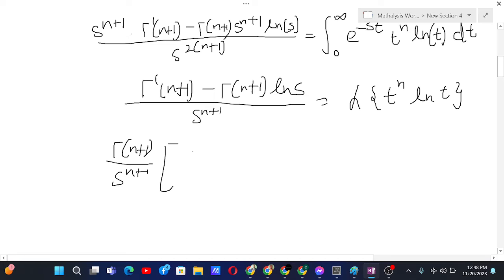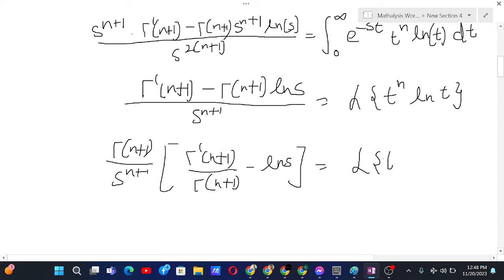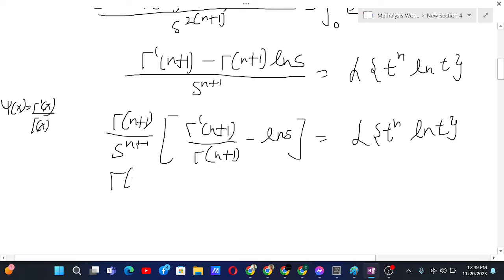So that leaves us with gamma dash of n plus 1 by gamma of n plus 1 minus ln s, which is the Laplace transform for t to the power n times ln of t. And I think you know that digamma of x equals gamma dash of x by gamma of x. So you probably know this, and that's what we will apply over here.